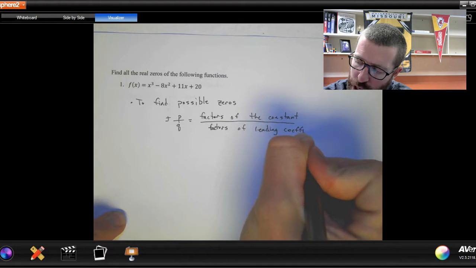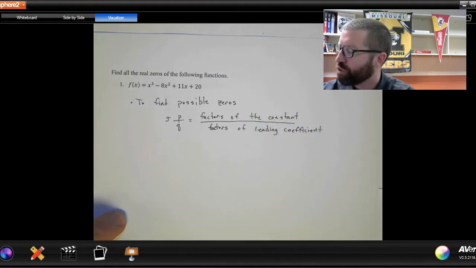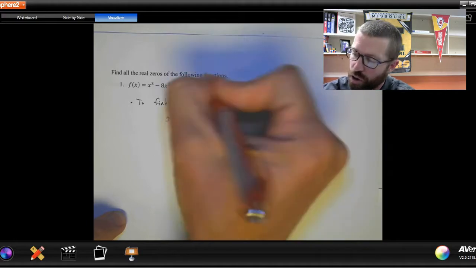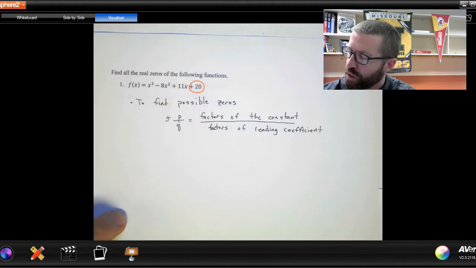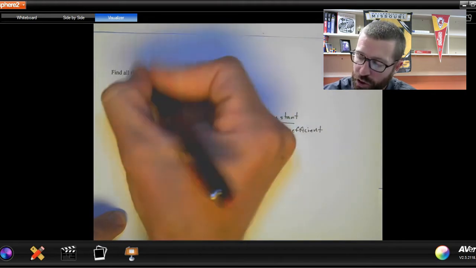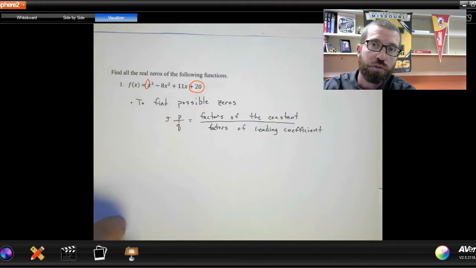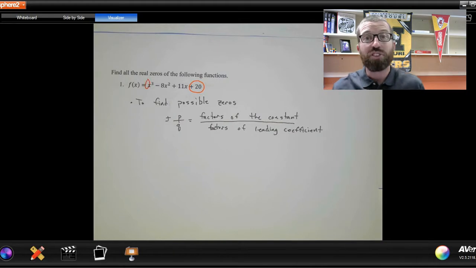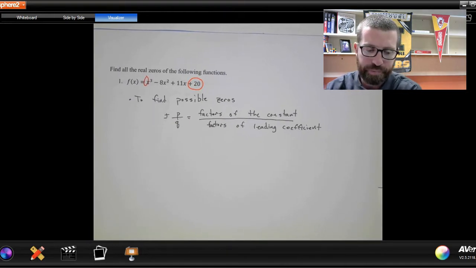Okay, let's make sure we know what constant and leading coefficient mean. So what it means is we're going to find all the factors of the number without a variable and then divide all those possibilities by the factors of the number in front of the variable with the largest exponent. Now, if it's in standard form, which most of the polynomials you see will be, you can just think of the last number and the first number. But be careful that the exponents go in order if you're going to do that.